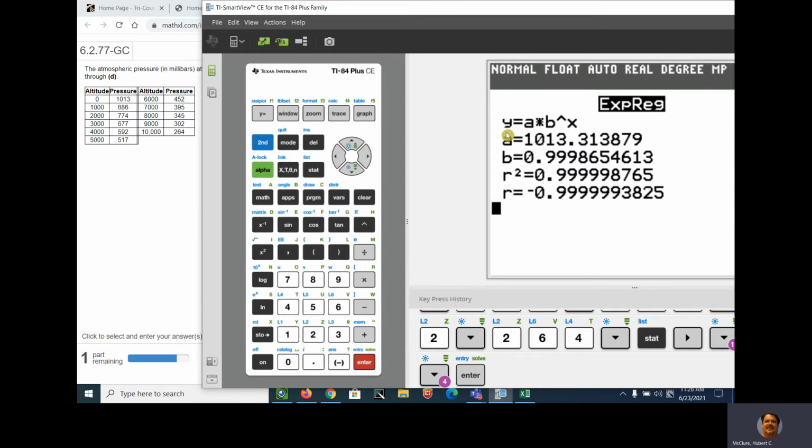And there is your information. Y is equal to 1013.31 times 0.99999, I'm sorry, 1.03 times 0.99999 raised to the x power. And there's that question.